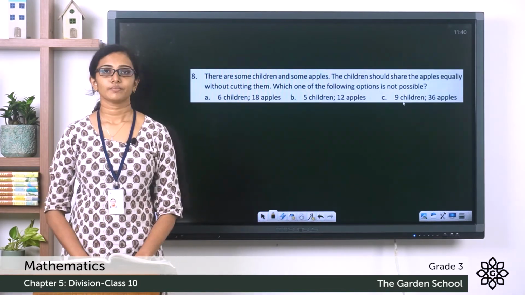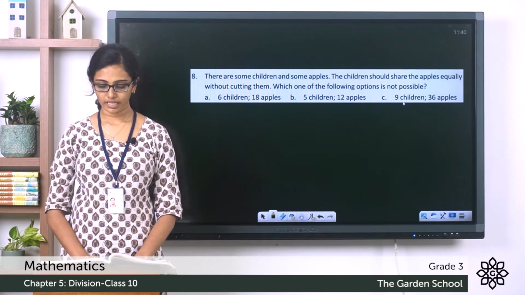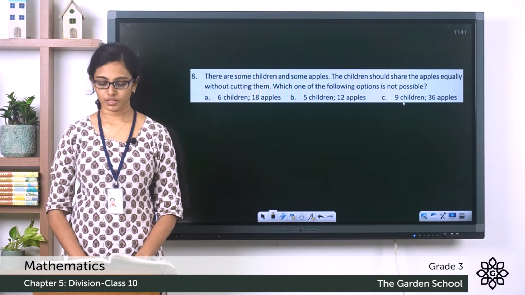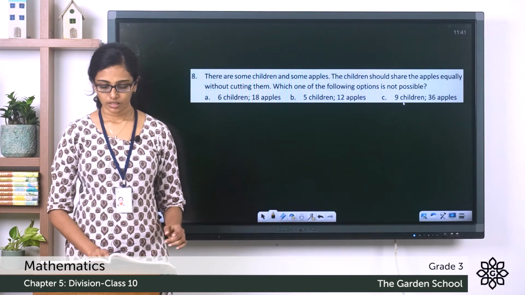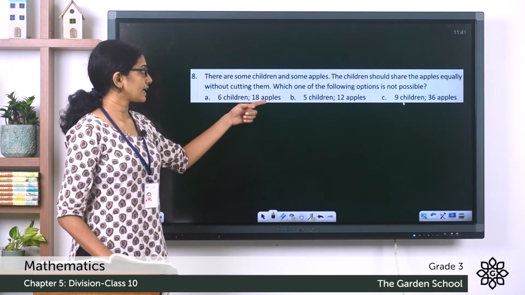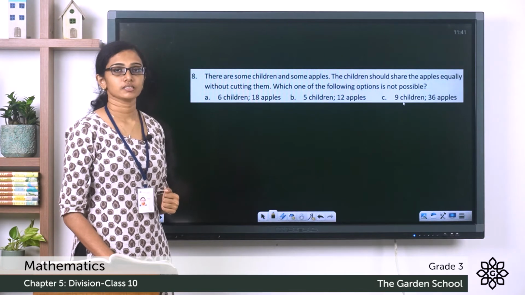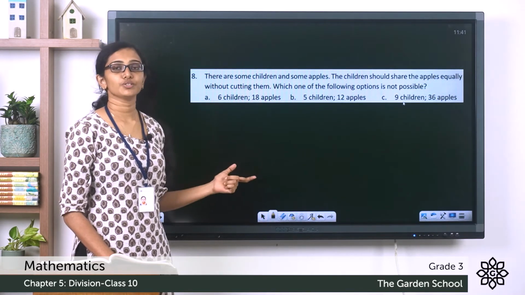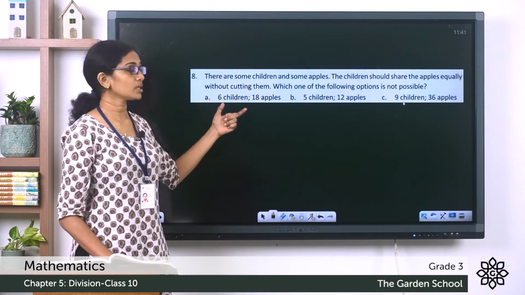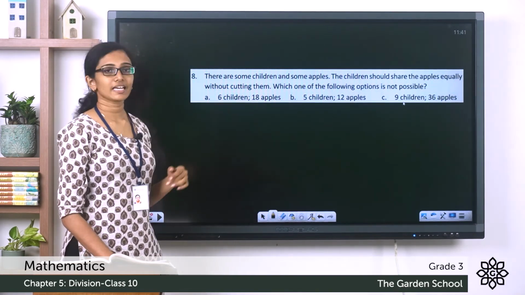So the number of earthen lamps in each packet is equal to 6. Clear? Question number 8. There are some children and some apples. The children should share the apples equally without cutting them. Which one of the following options is not possible? Which are the options here? The case when there are 6 children and 18 apples. Can we divide these 18 apples equally among these 6 children? 18 divided by 6 is equal to 3. Why? Because 6 threes are 18. We can divide the apples equally without anything left out to these 6 children. So this is one case that is possible.